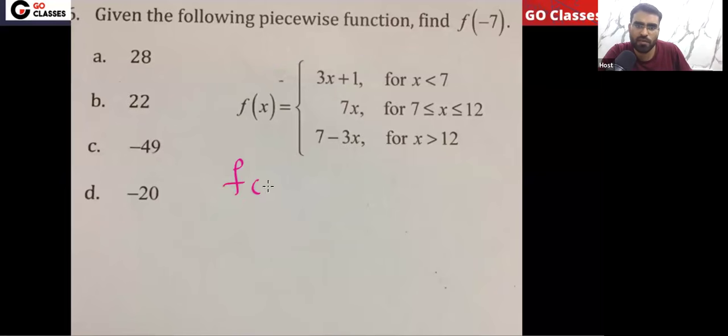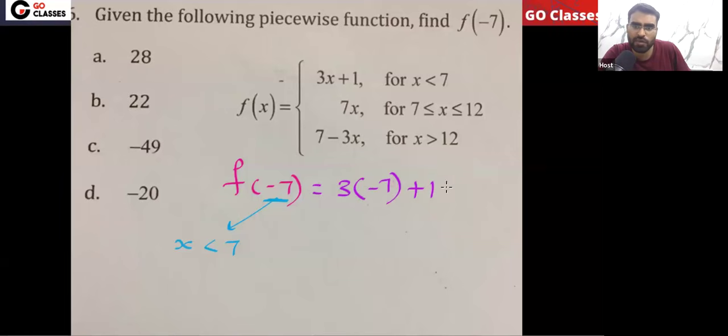Now here you can see what will be f of minus 7. So this is basically x is less than 7. That is the reason f of minus 7 will be 3 multiplied by minus 7 plus 1. That will be minus 20. So the answer for this question will be minus 20. Okay, can anyone tell me what will be f of 7? For f of 7, this will be applicable. Yes or no? So that will be 7 multiplied by 7. That will be 49. Okay. So this is the idea. I hope you understood. Now let's move on.